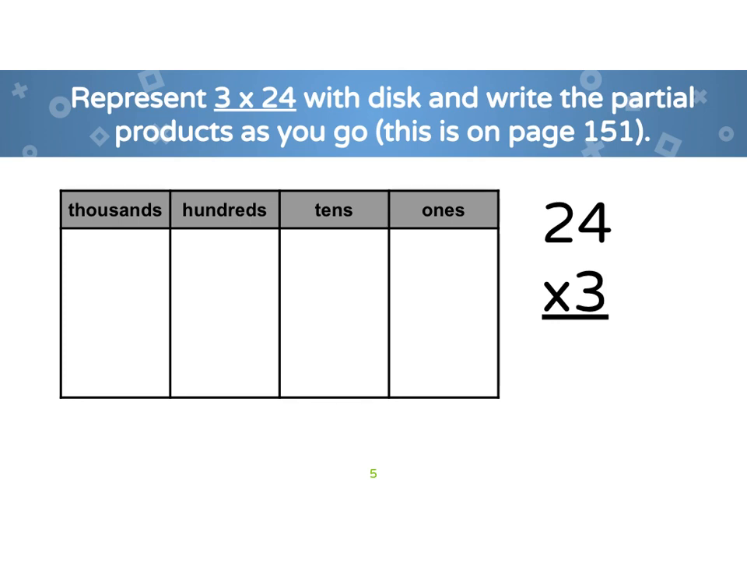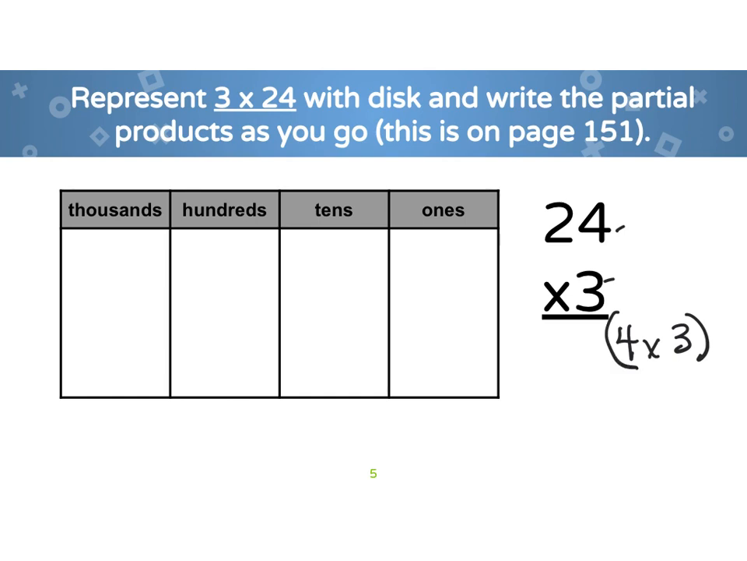Okay, we're going to represent here 3 times 24 with disks, and we're going to write the partial product as you go. This is actually one of the problems on page 151 in your Succeed book. So if you'd like to get that out, you can work this problem at the same time I'm working it. That might help you understand better. First of all, in my partial product, I'm going to write 4 times 3 because I have 3 times 4 ones.